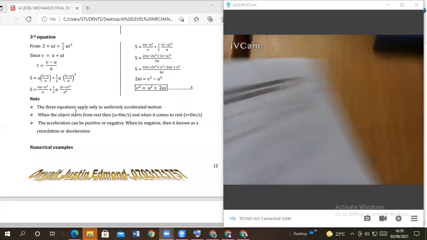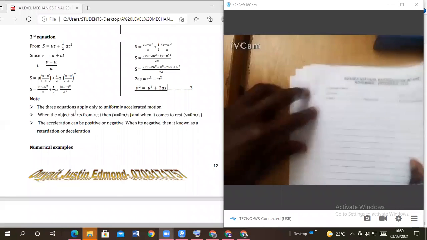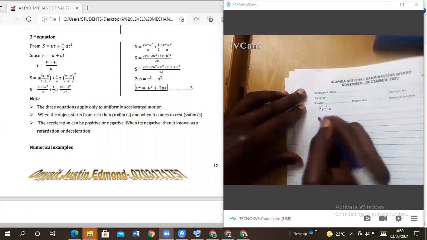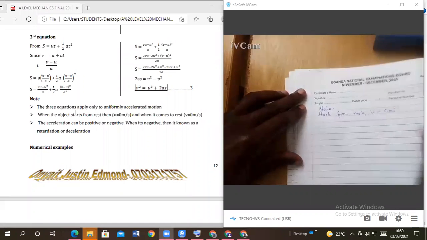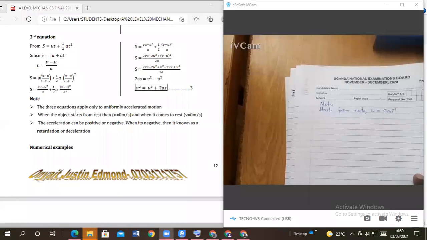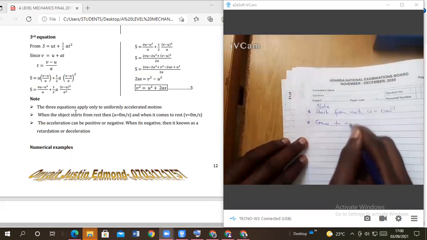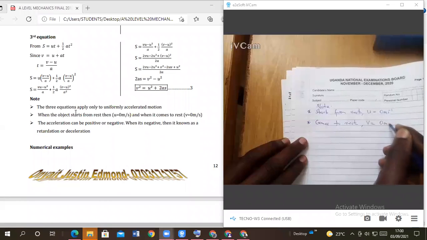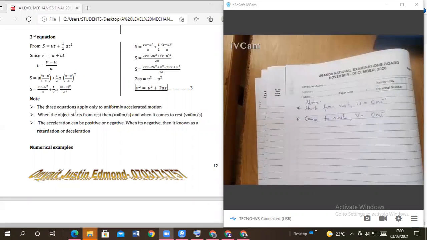Then the second thing you must take note of: when a body starts from rest, just know that the initial speed must be zero. But when a body comes to rest, which means the final velocity must be zero. Members, have you seen those two statements there? When it's starting from rest, the initial must be zero. But when a body is being brought to rest, it's like when you are riding a bicycle.